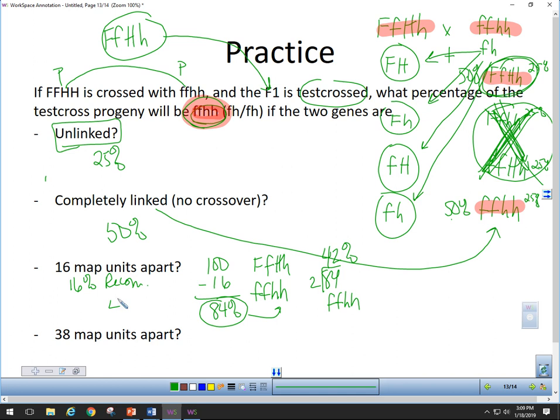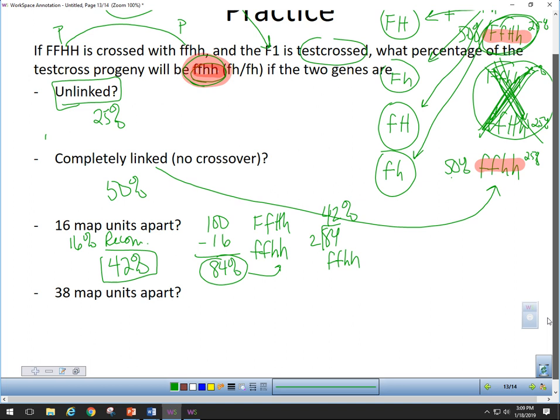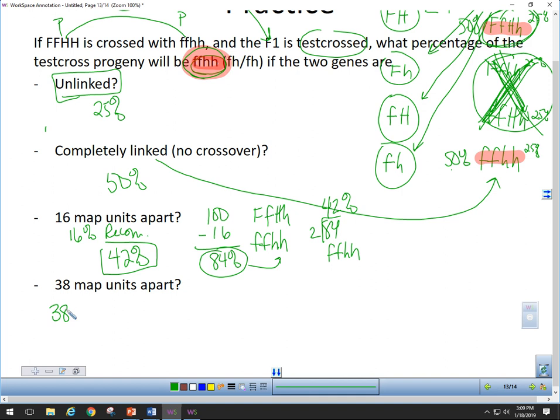All right, let's try another one. What if they're 38 map units apart? Well, 38 map units is equal to 38% recombination frequency. That means my other percentage equals 100 minus 38. What's my answer to this? 62, right? 70, 80, 92, yep. So I have 62% of my offspring that look like the parentals.